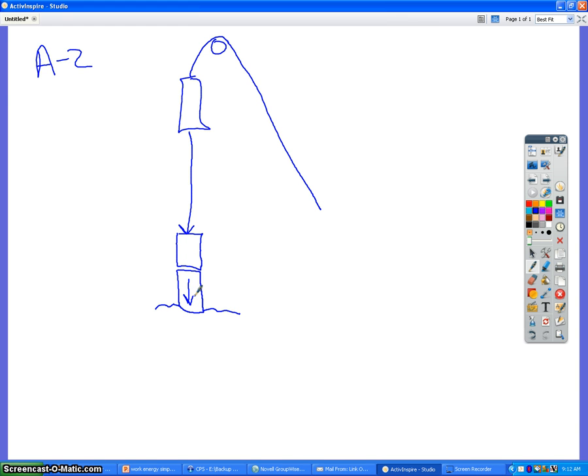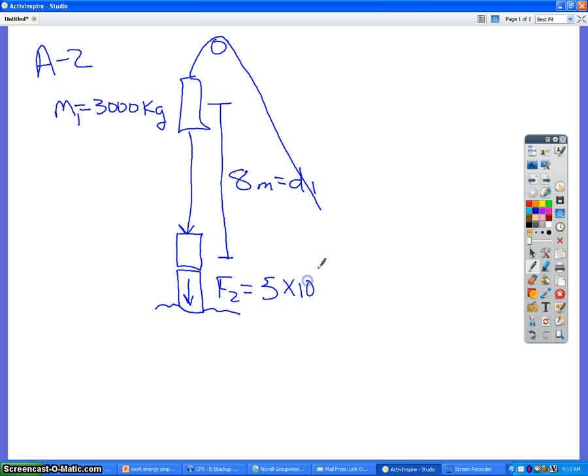They gave us the mass of the pile driver. They said that the mass of the pile driver is 3,000 kilograms. They tell us that the distance that this thing falls, so here's the distance, is approximately 8 meters. So we're going to call that D1, call M1 the mass. They said that there is a force on this stake of 5 times 10 to the 6th newtons. So that's our second force.